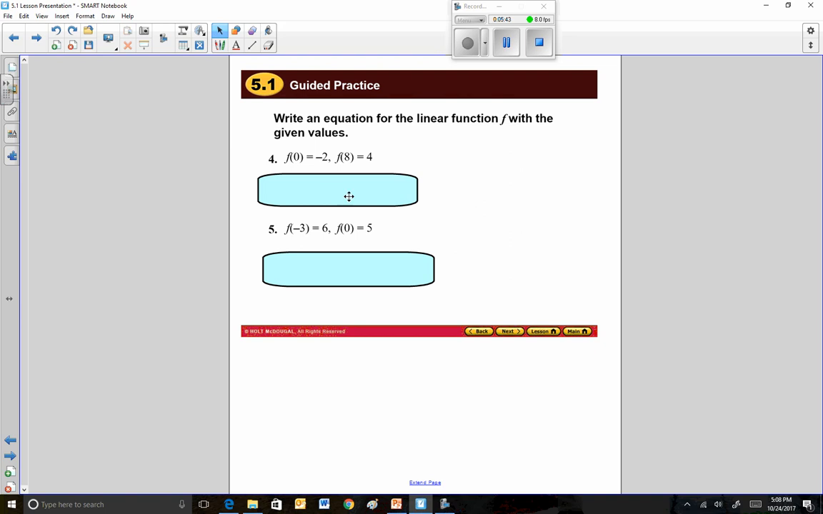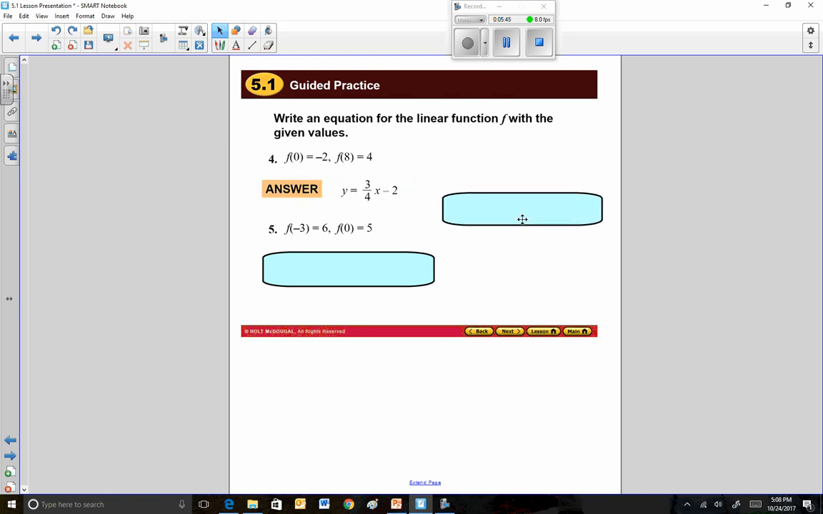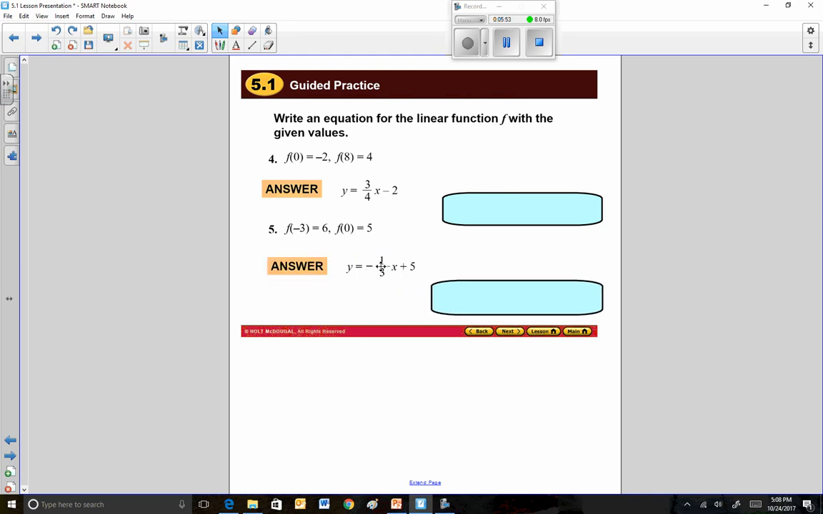Welcome back. Let's see what you should have. This one had a slope of 3/4, so y equals 3/4 x and -2 from there. And then number 5, we got a slope of -1/3, so it's -1/3 x, and then you have the y-intercept here at 5, so you place that there and you're done.